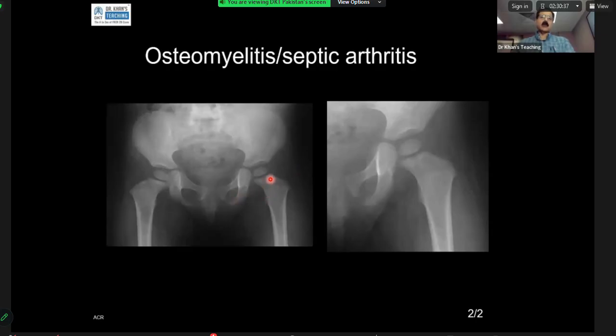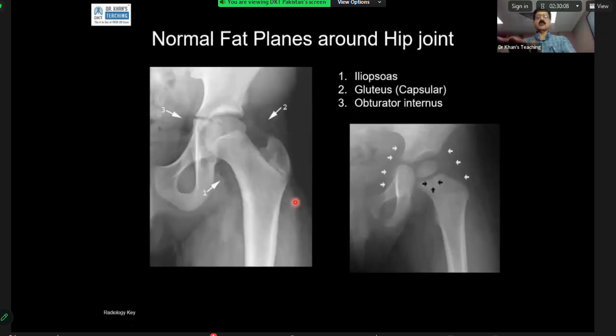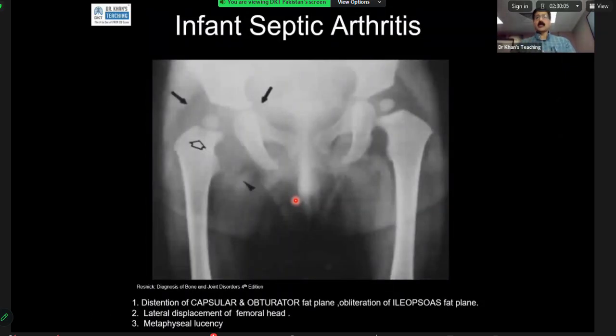For example, in this particular case, you can see that there is a lucency here. Look at this obturator fat plane. Yeah, I know it might not be projecting very well, but the eye sees what the mind knows. Compare this with this one. And this is the obturator fat plane, and you will see that it is displaced. So there is distension of the joint, and these fat planes are distended. And this is one of the findings which you see in infants or in children in osteomyelitis.